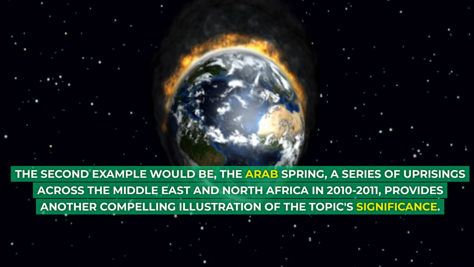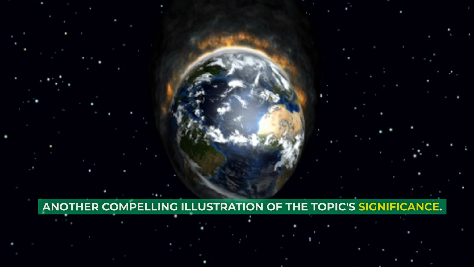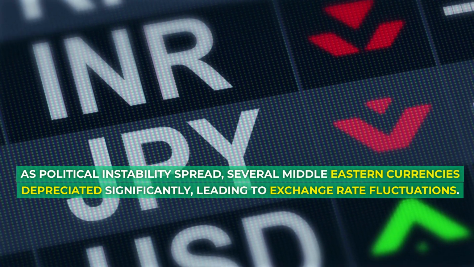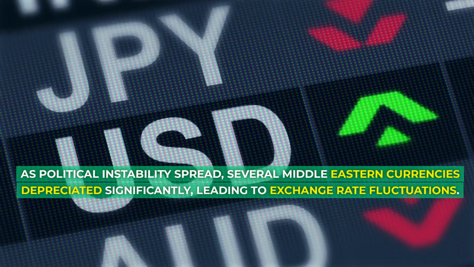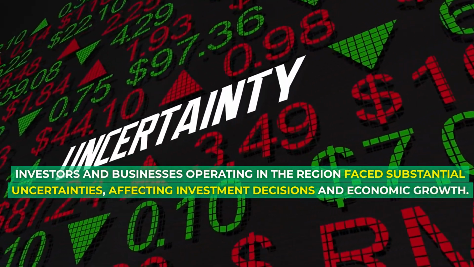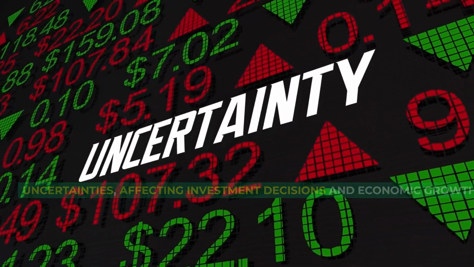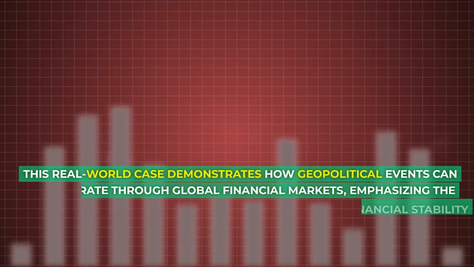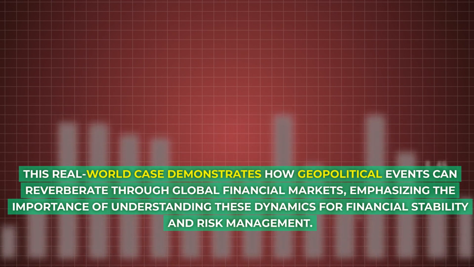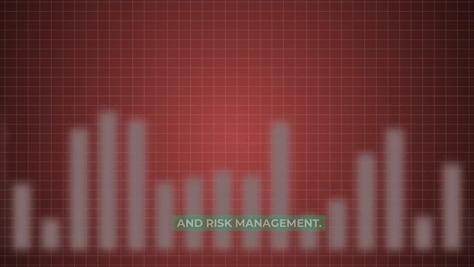The second example would be the Arab Spring, a series of uprisings across the Middle East and North Africa in 2010-2011, which provides another compelling illustration of the topic's significance. As political instability spread, several Middle Eastern currencies depreciated significantly, leading to exchange rate fluctuations. Investors and businesses operating in the region faced substantial uncertainties, affecting investment decisions and economic growth. This real-world case demonstrates how geopolitical events can reverberate through global financial markets, emphasizing the importance of understanding these dynamics for financial stability and risk management.